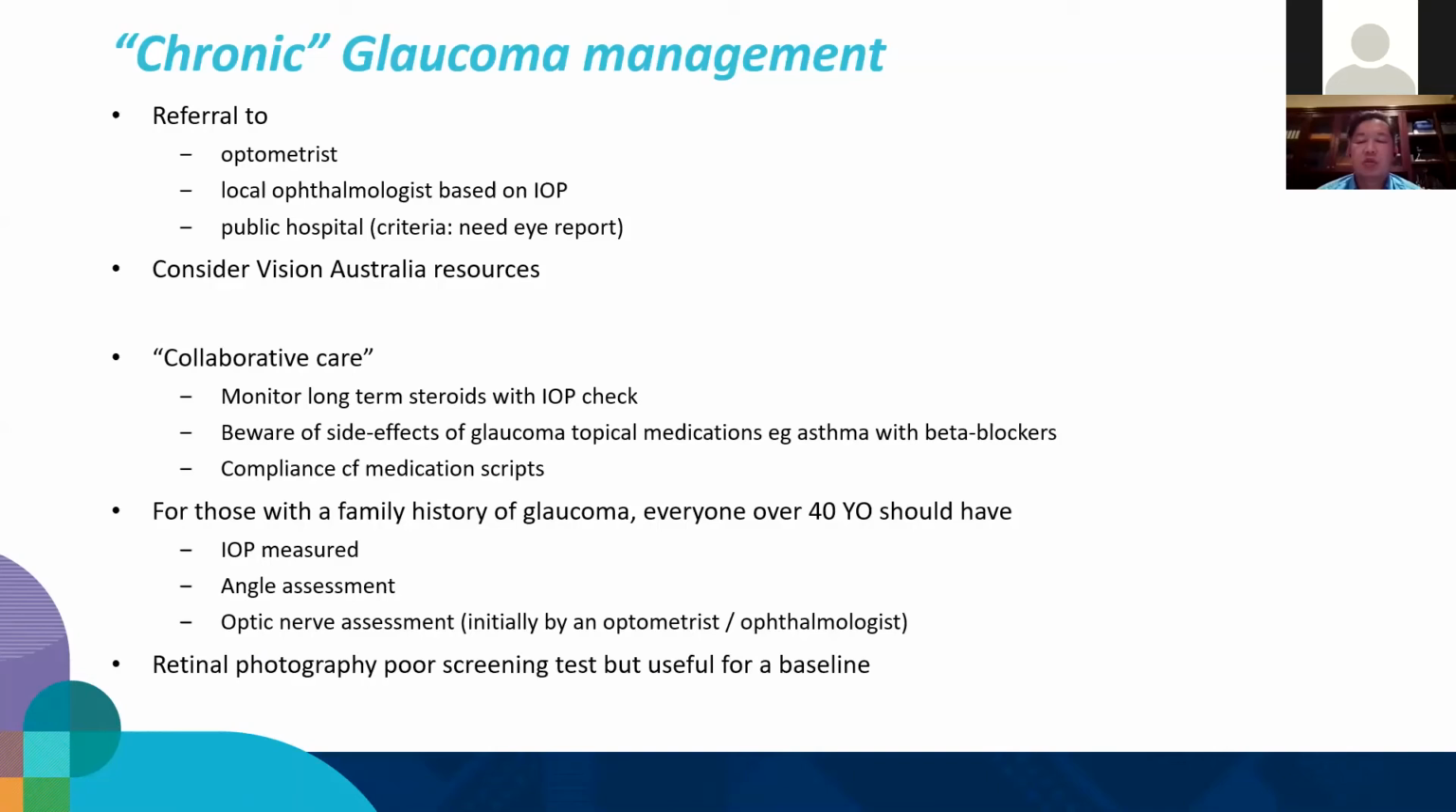If you've got a retinal photography machine with you, it is a poor screening test, but a picture of the back of the eyes at one point in time is important, because who knows, 5, 10, 15, 20 years down the track, they may develop glaucoma. You can always go back to that photo and say that listen, they're normal now. Things look like they've changed. The diagnosis of glaucoma is confirmed.